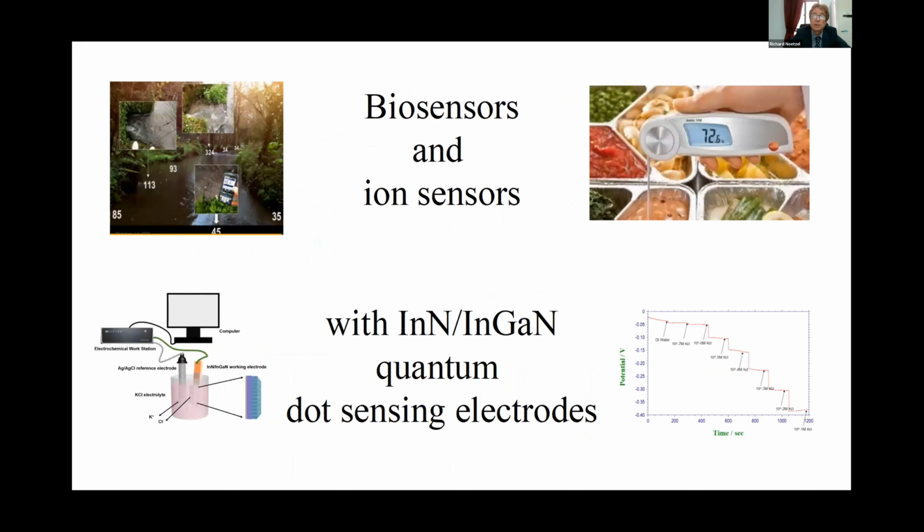With this, I would like to come to biosensors and ion sensors with indium gallium nitride quantum dot sensing electrodes. And we will see the underlying physics and the underlying principle both for the water splitting efficiency and also for the sensitivity of biosensors is the same. So there is a general underlying principle.